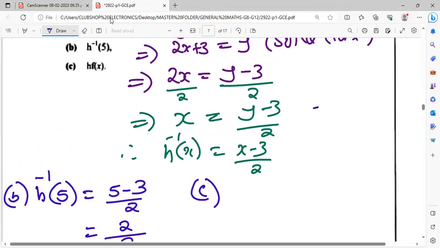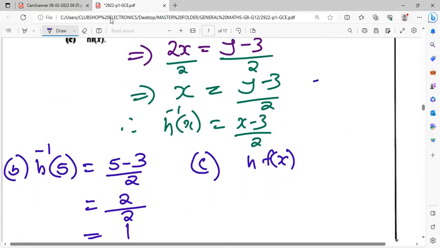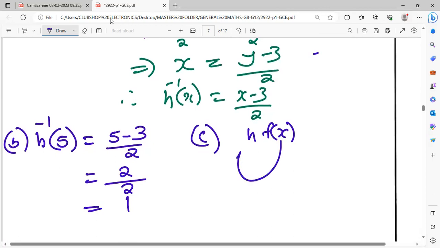Let's find the composite function of h f of x. Remember f is going into h.